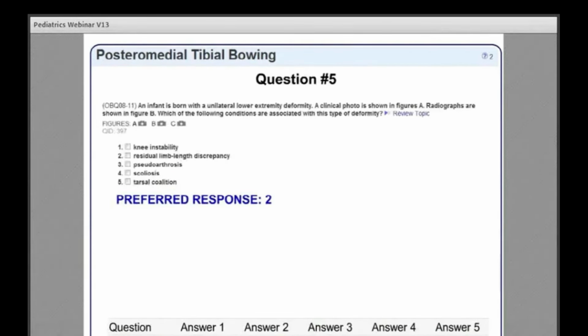Back to the question, what they really want to make sure you understand is that this is not something that's related to pseudarthrosis of the tibia like anterolateral bowing would be, and instead a residual limb length discrepancy, and you guys did an excellent job on this with 75% of you getting the correct answer.